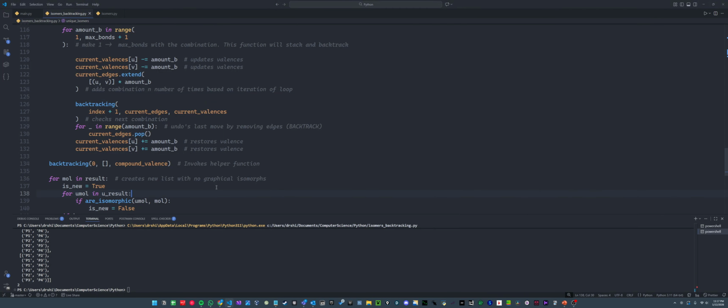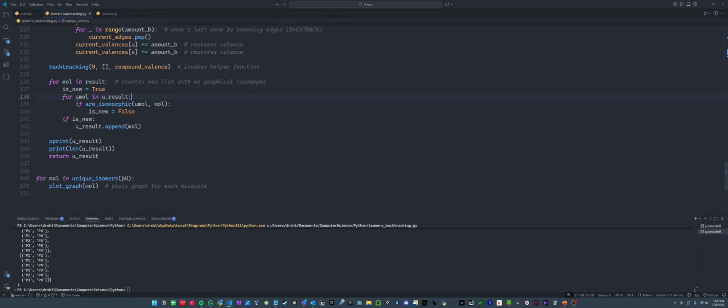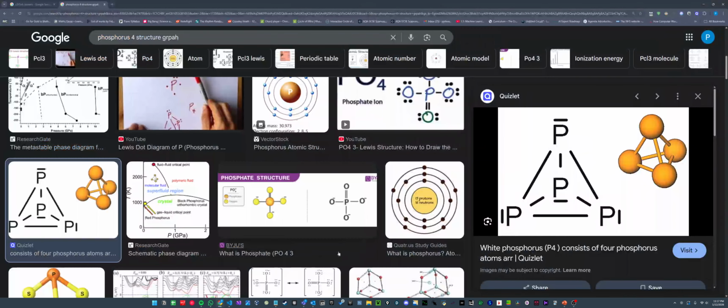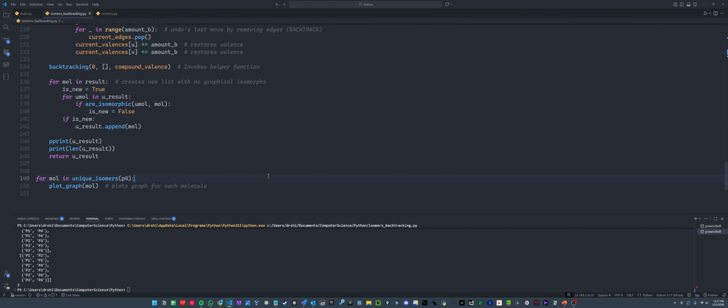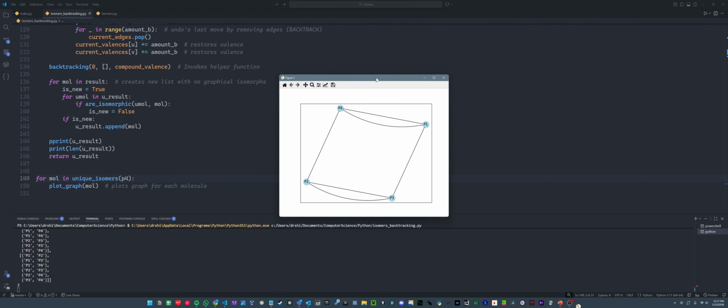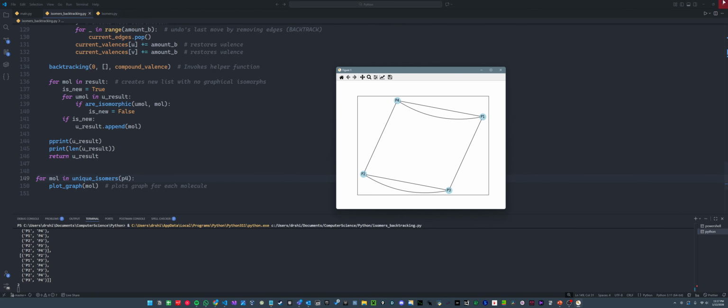So I'm going to test my algorithm out with phosphorus 4, and that has a structure like a tetrahedron. So one of the graphs I obtain should be the same as this here. So if I run this code, I'll get, this is my first graph.